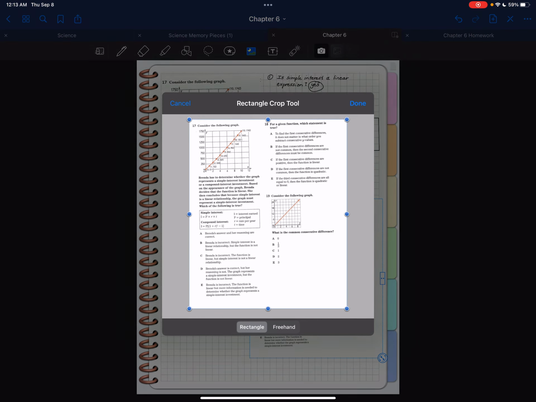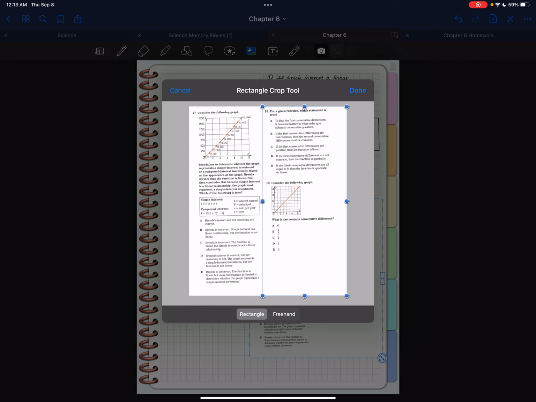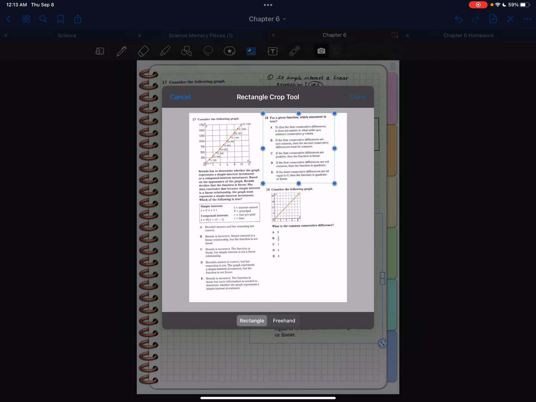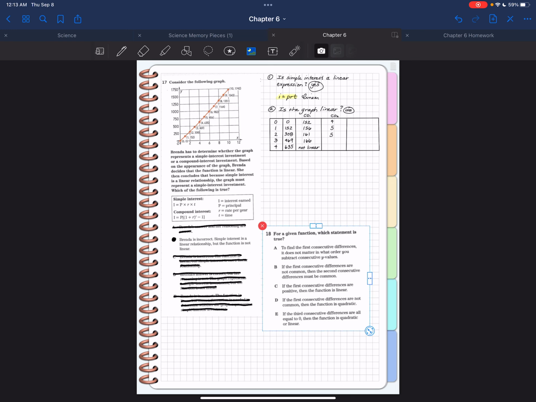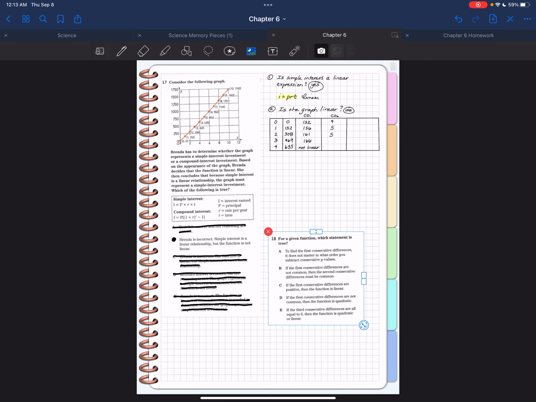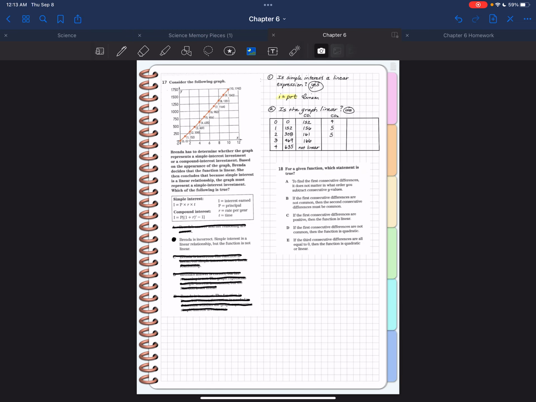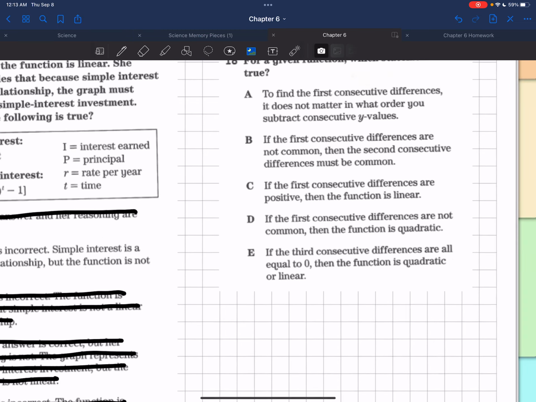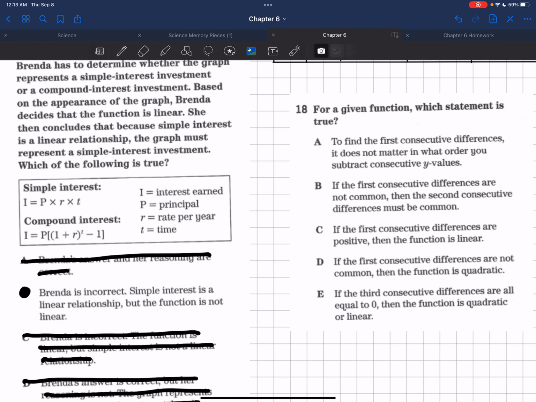Okay, let me crop this one down and we'll take a look at number 18. We're almost done. Okay, for a given function, which statement is true?